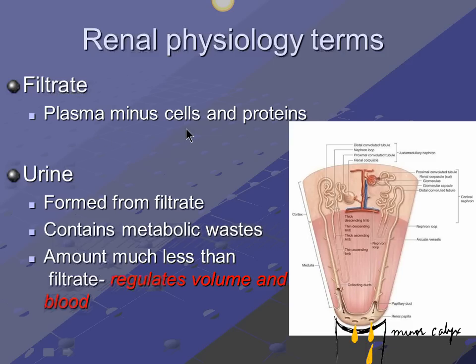So you never normally see red blood cells. You never see white blood cells or platelets in the urine. You also don't see large molecules like protein, albumin. You don't see that in the urine.